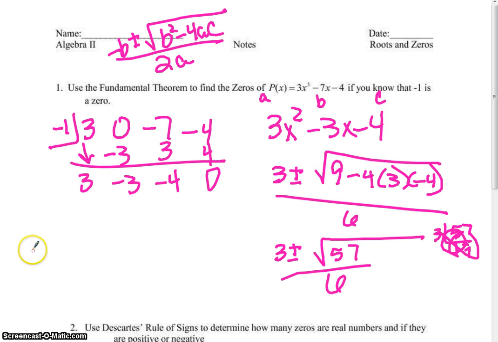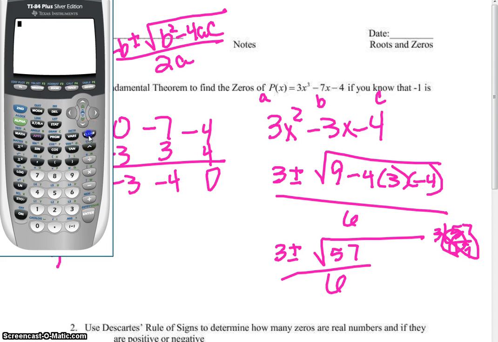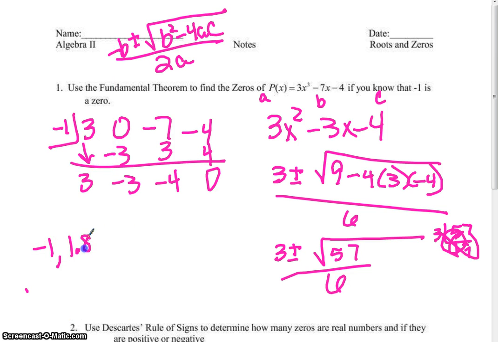Okay, so we need to find all of our zeros. We know that negative 1 is a zero. You could put this in your calculator, and you could go 3 plus square root of 57. Get out from under your square root. Either close parentheses or press your right arrow. Enter, divided by 6, enter, and I get 1.8. So another solution is 1.8.